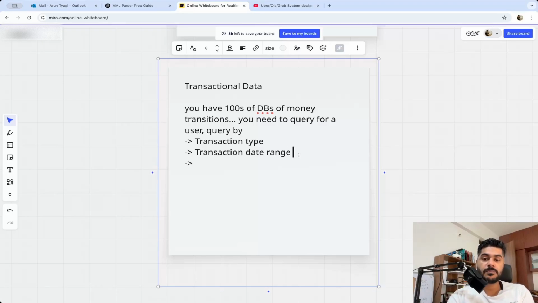If you have to support these kinds of things, but not on just one DB, you have hundreds of DBs, what will you do? That is where your OLAP will come into the picture. So what you need to do is extract this data, transform it into the form you want, and then load it into one of these big data systems, right? Analytical systems, Snowflake, BigQuery, and others. That is where it will help.